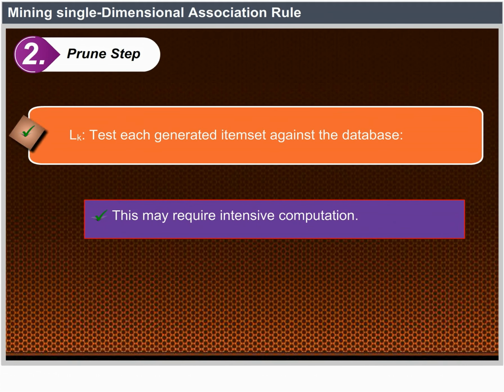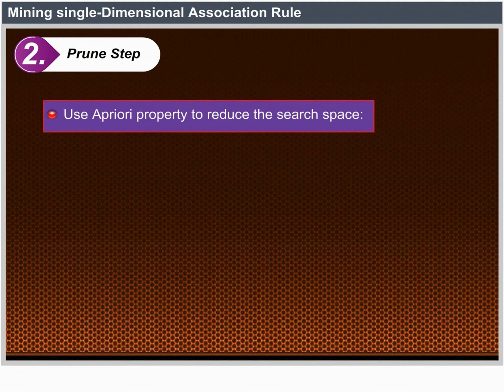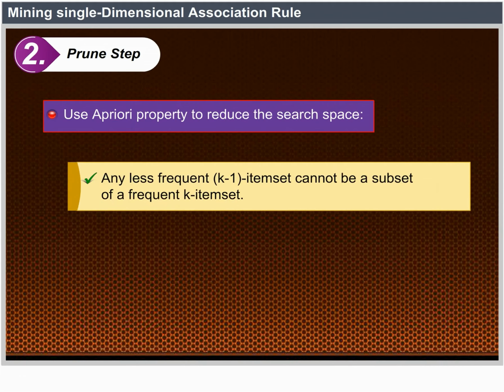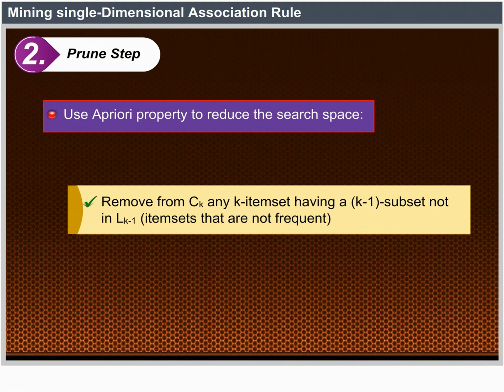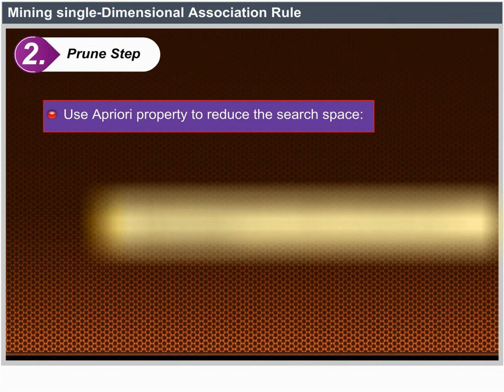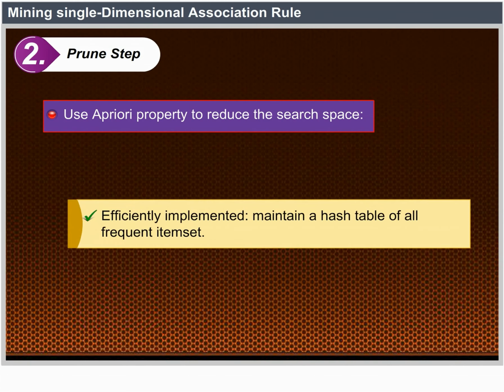Use the Apriori property to reduce the search space. Any k-1 item set that is not frequent cannot be a subset of a frequent k item set. Remove from Ck any k item set that has a k-1 subset not in Lk-1, that is, item sets that are not frequent. Efficiently implemented: maintain a hash table of all frequent item sets.